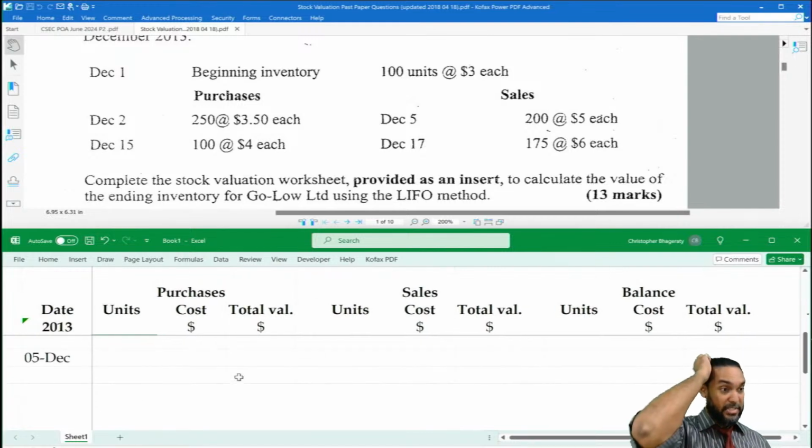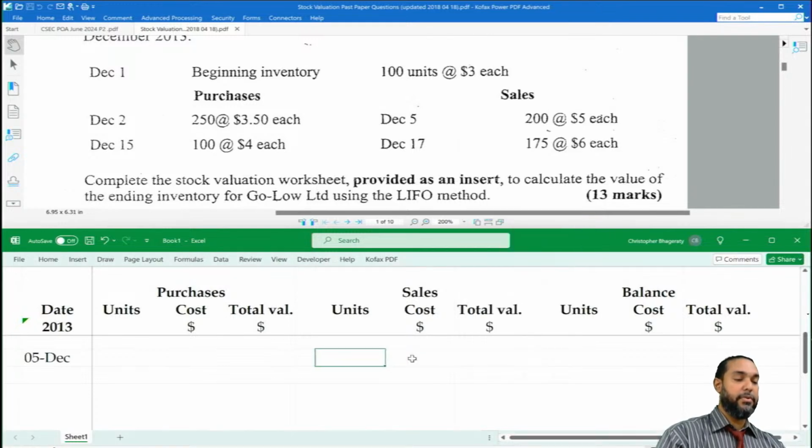Right, so on the 5th, we make a sale. That sale is 200 units, 5 each, space fans.